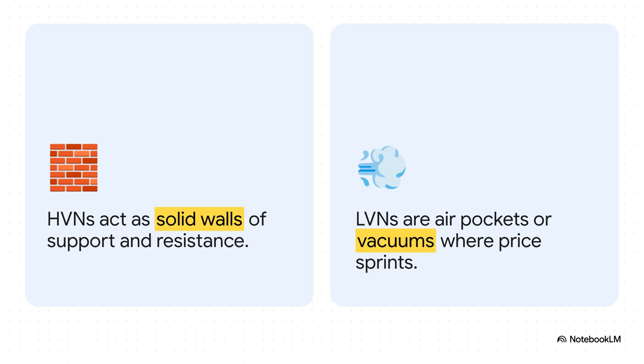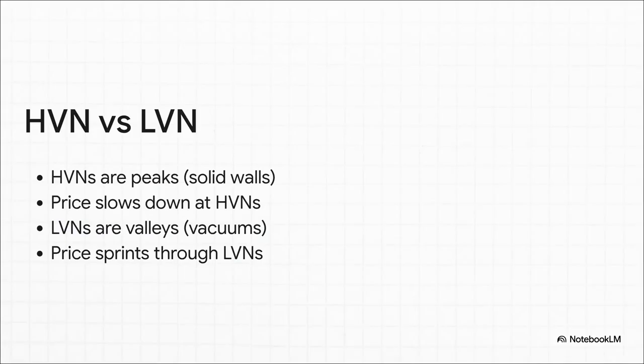HVNs are these heavy, dense areas where a ton of traders have established long-term positions. LVNs, though, practically zero consensus exists there. They are complete vacuums. Let's break down the tactical behavior you need to master here.